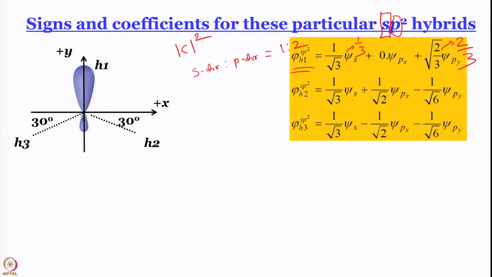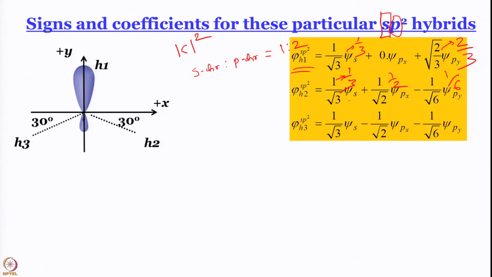Let us look at h2. What is the contribution of s orbital? That is a foolish question now, because contribution is same, 1/3. What is the contribution of psi px? It is actually half. What is the contribution of py? It is actually 1/6. So, what we see is that px contributes to a greater extent to h2 than does py, and that is not so surprising, right?